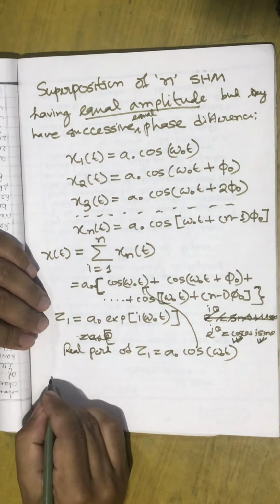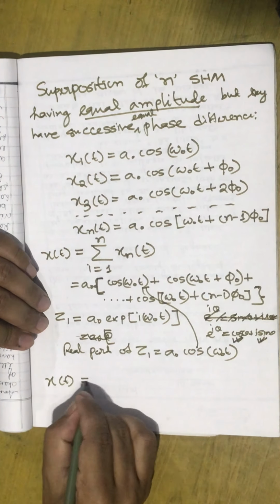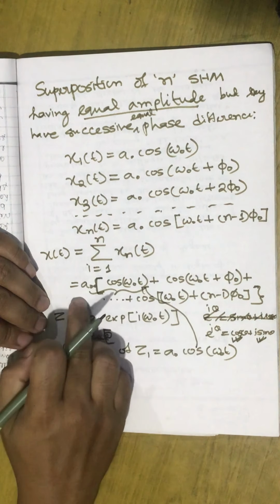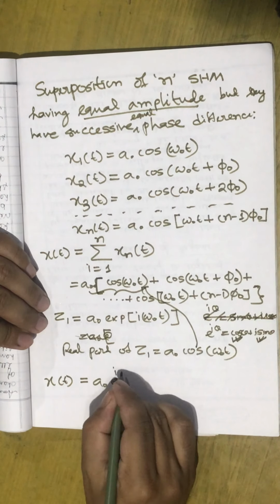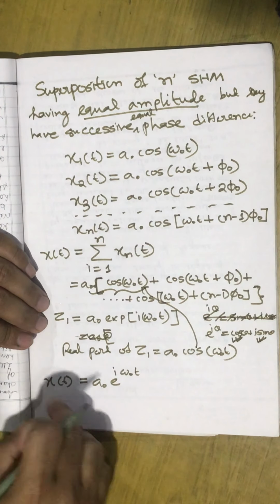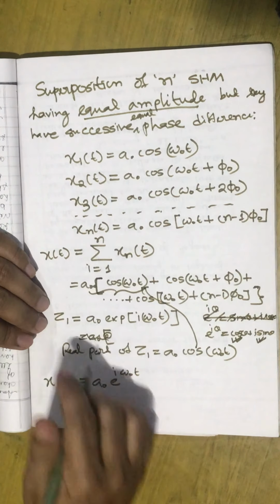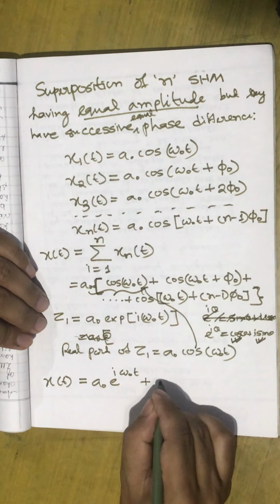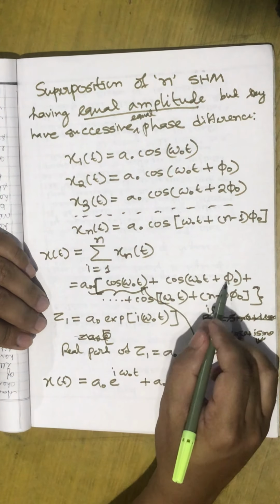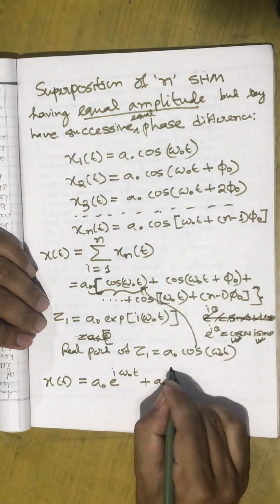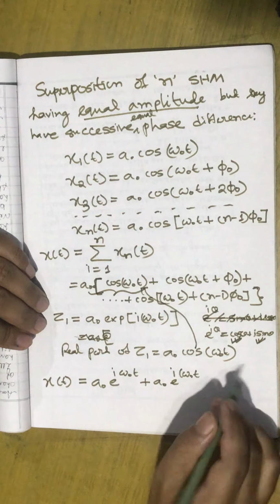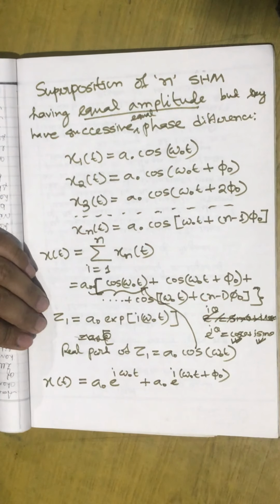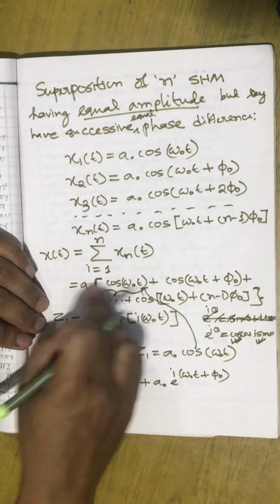So we can write x of t as a naught e to the power i omega naught into t, whose real part is a naught cos omega naught t. I will take the real part of x of t, so that it is equivalent to this expression. That thing I think is clear to you now. Plus a naught e to the power i omega naught t plus phi naught, just write e to the power i into omega naught t plus phi naught, as simple as that.